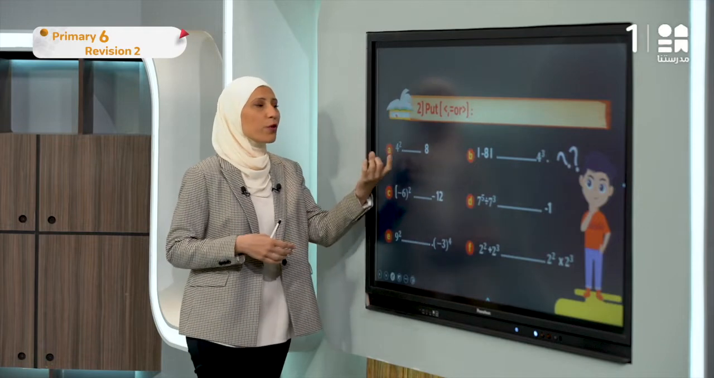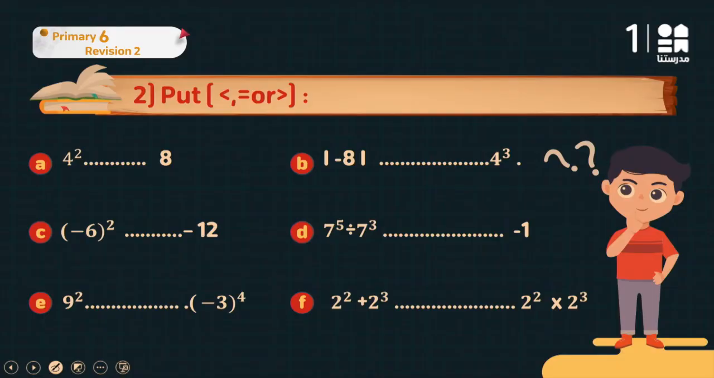Now I have 4 to the power of 2 and 8. Of course, 4 to the power of 2 means 4 times 4 equals 16. And 16, of course, bigger than the 8. Number B, absolute negative 8. Absolute negative 8 means what? It means 8. And I have 4 to the power of 3.